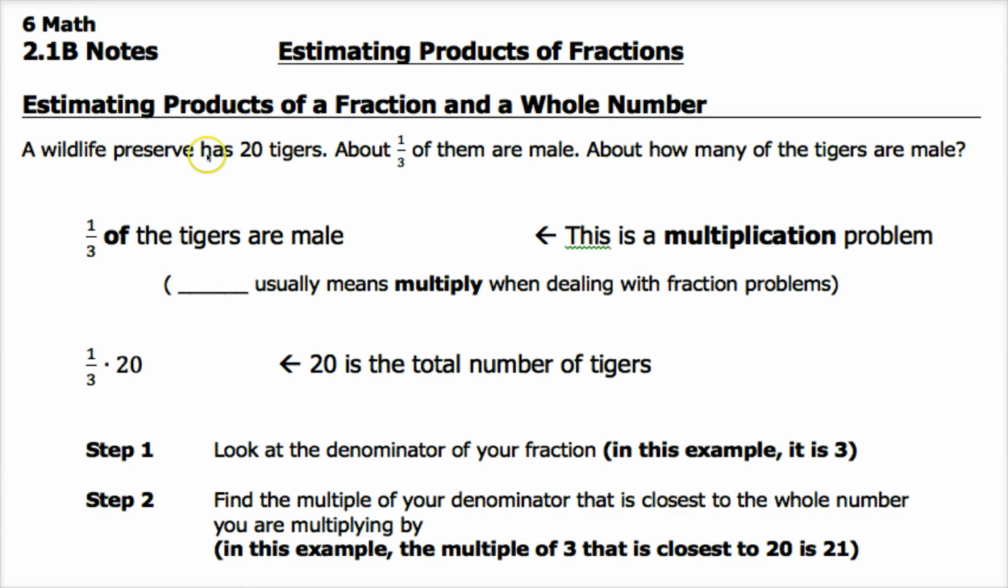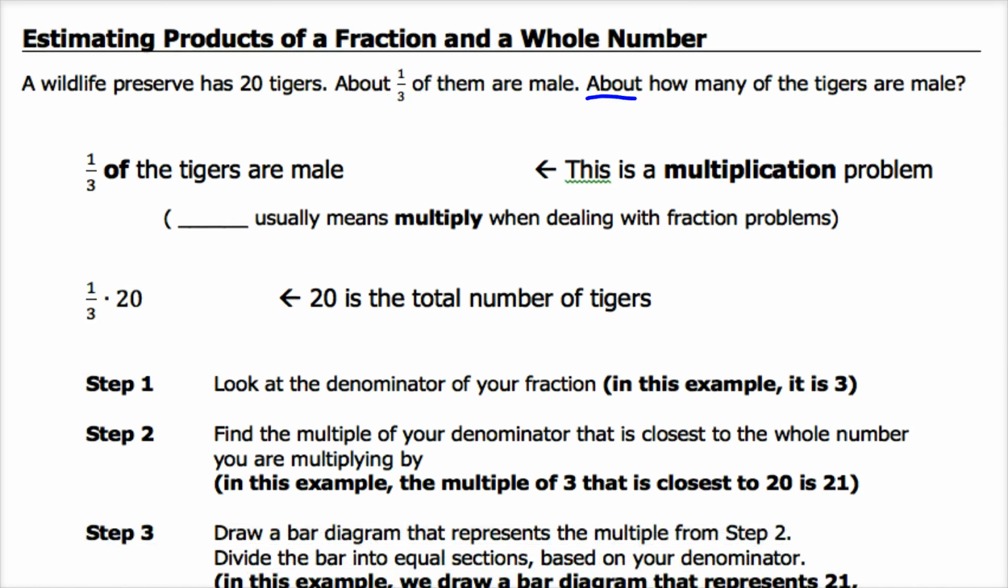So it says a wildlife preserve has 20 tigers, and about 1/3 of them are male. About how many of the tigers are male? So again, anytime you see that word about, that usually means we're going to be either estimating or rounding our answers. And for multiplying fractions, this is how we're going to do that.